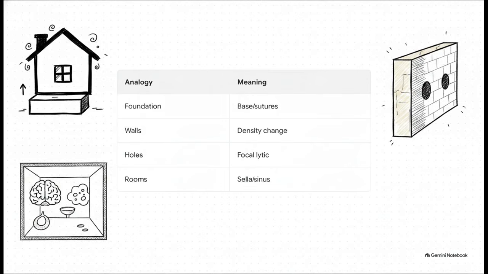Take the skull, for example. The skull presents 11 complex pathological patterns. Trying to memorize those in isolation? Absolute nightmare. But if we set up a spatial metaphor and inspect it exactly like you would a house, those 11 conditions get instantly organized.